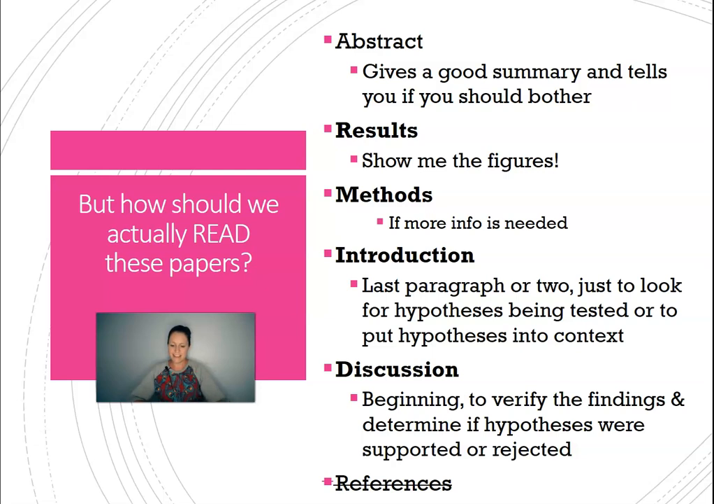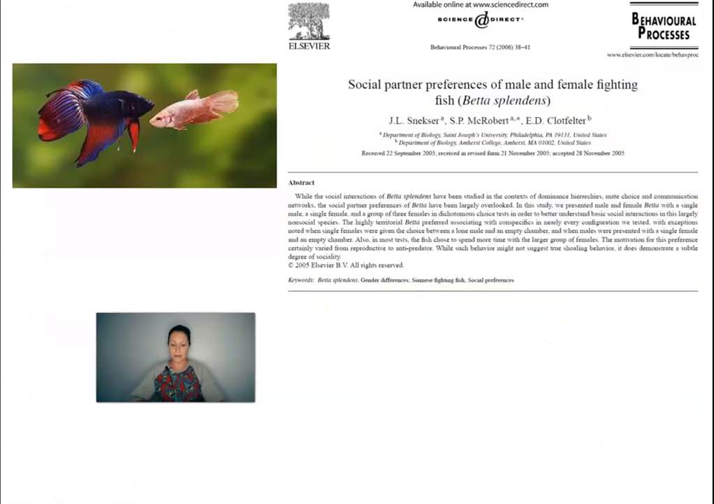So let me use an example to try and get you more comfortable with reading papers like this. Going back to our paper on the social partner preferences of male and female fighting fish, Betta splendens. If you're not familiar, I put up this picture because this is what they look like. They're adorable.